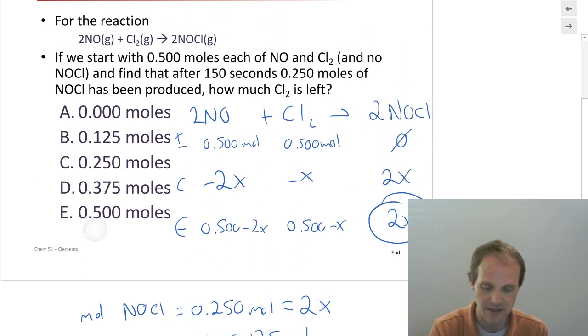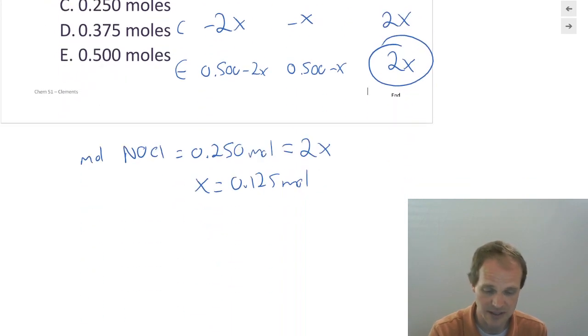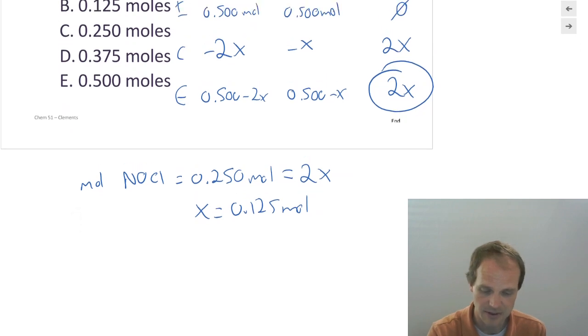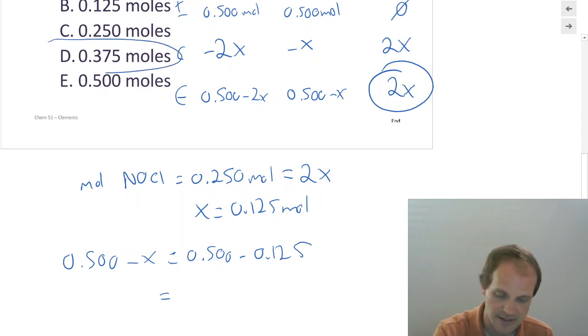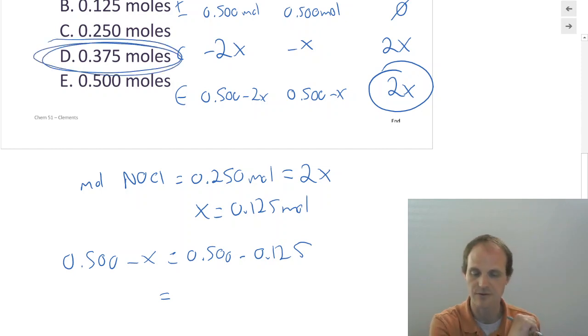What am I trying to find? I'm trying to find out how much Cl2 is left. Cl2 was 0.500 minus x, or 0.500 minus 0.125, which should get me 0.375 moles.